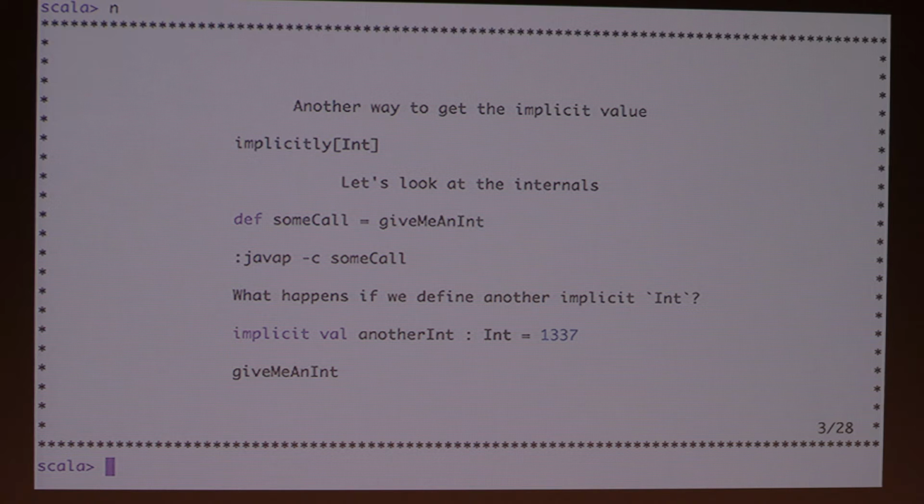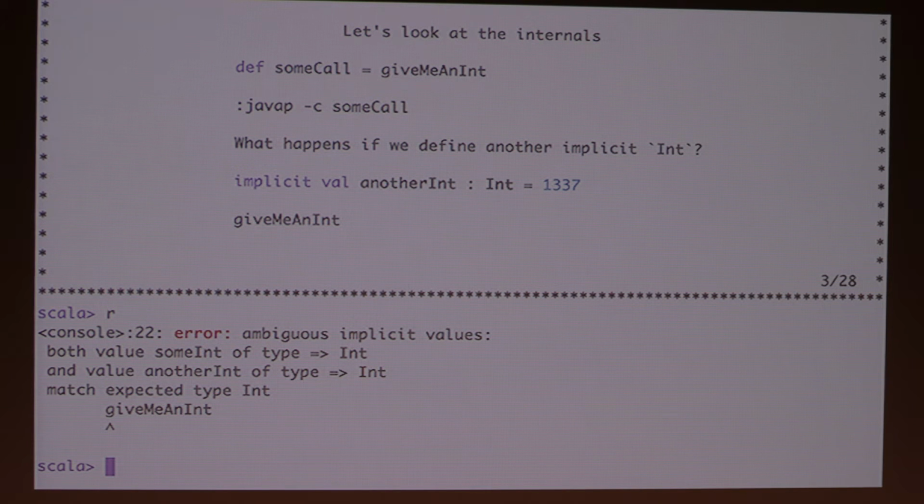So what if we define another implicit int? We already had the sumInt defined in our implicit scope, and now we define another int, and we try to run this. Who of you thinks this will compile? Well, nobody, so you're all correct. The Scala compiler sees that there are two implicit ints in scope, and it cannot decide for you, so it will throw this error for you. This is also a compile time error, I should say. It can now find some int and another int, and it doesn't know which one to use.